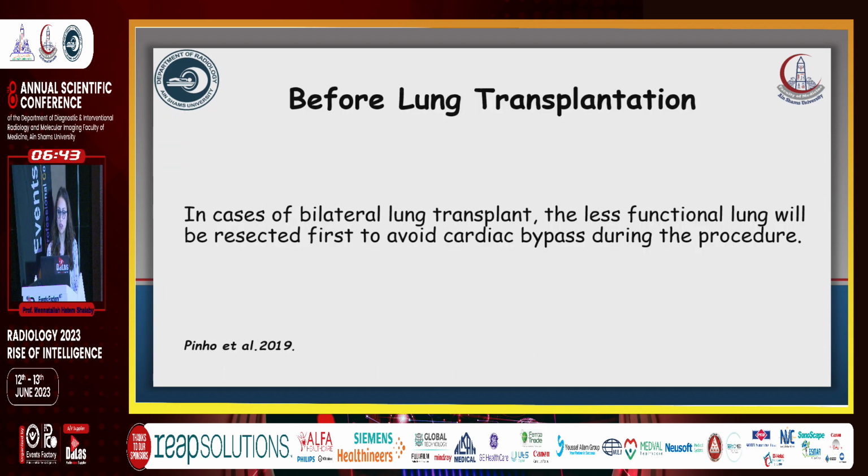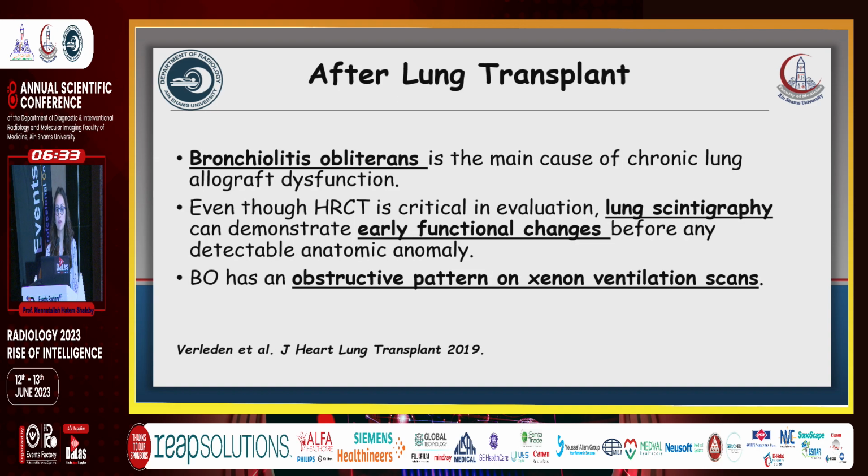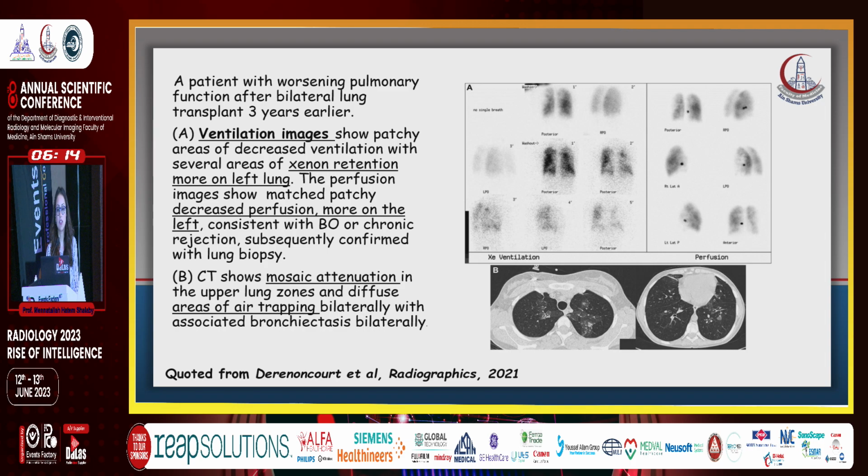Before lung transplantation also, it has a value. In cases of bilateral lung transplant, the less functional lung will be resected first to avoid cardiac bypass during the procedure. And also after lung transplant, bronchiolitis obliterans is the main cause of chronic lung allograft dysfunction. And even though the higher resolution CT is critical in evaluation, lung scintigraphy can demonstrate early functional changes before any detectable anomaly. In this case, the patient has a worsening pulmonary function after bilateral lung transplant 3 years earlier.